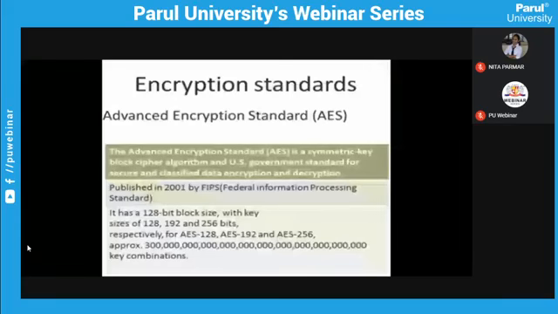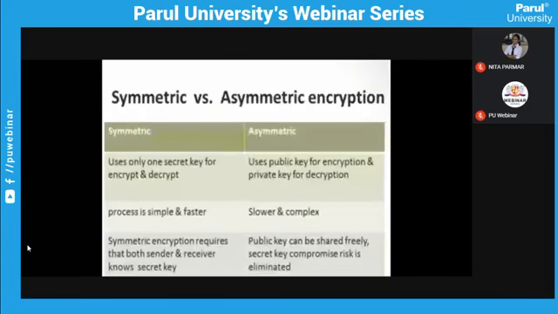So we can see approximately this much of key combinations are generated using the AES algorithm. So it is much more secure than the simple symmetric algorithm, the Data Encryption Standard DES. Compared to DES, AES is much more secure, and it is widely used nowadays. So this was the AES algorithm, and let's see the basic differences between symmetric and asymmetric encryption.